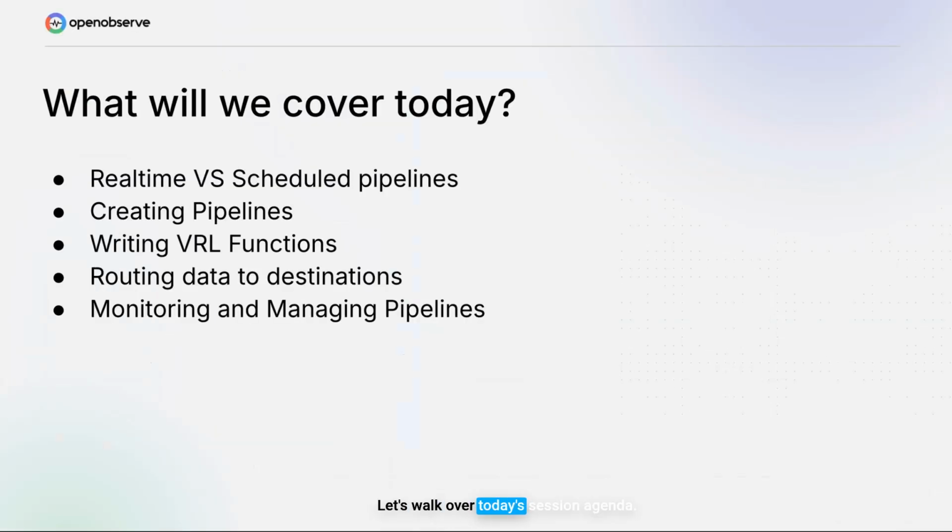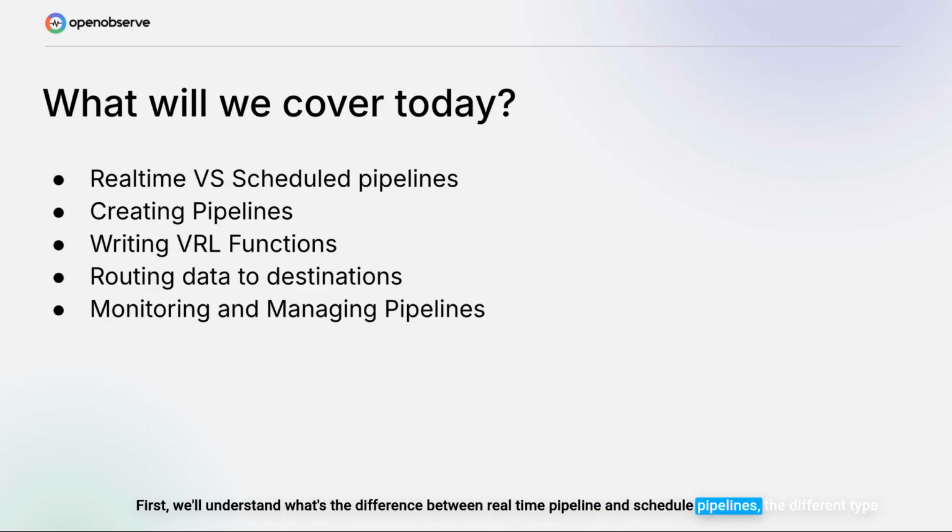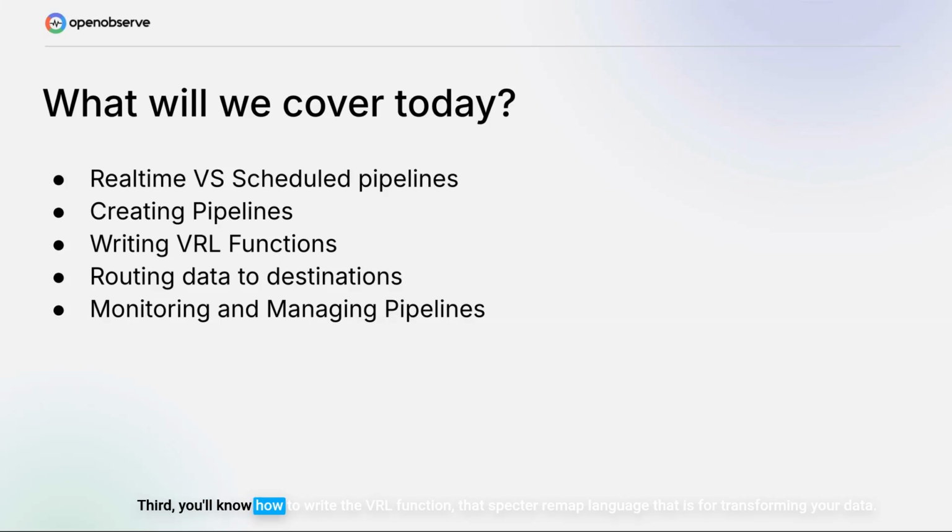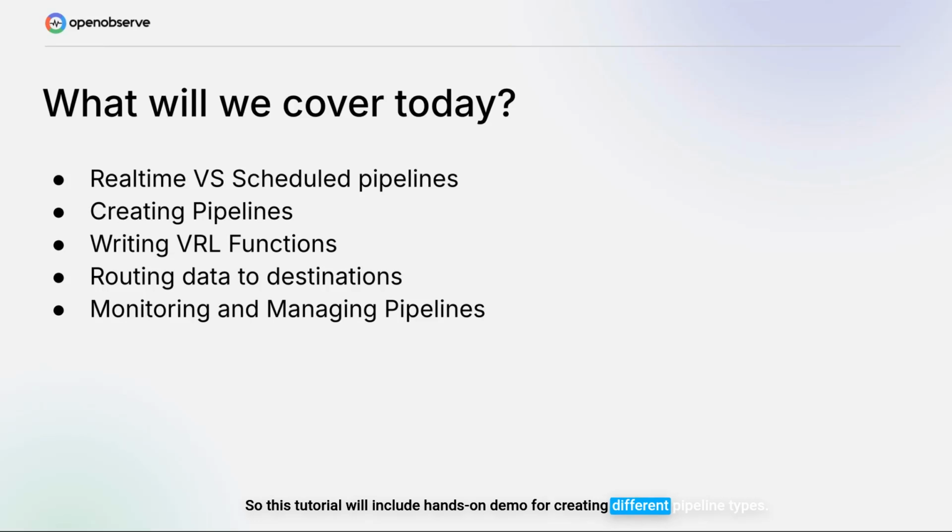Let's walk over today's session agenda. First, we'll understand the difference between real-time pipelines and scheduled pipelines, the different types of pipelines we provide in OpenObserve, and then how to create pipelines using the visual drag and drop editor. Third, you'll know how to write the VRL function, that's Vector Remap Language, for transforming your data. Then you'll know how to route your data to multiple destinations based on conditions, and finally you'll monitor and manage your pipelines effectively. This tutorial will include a hands-on demo for creating different pipeline types. So let's jump right in.